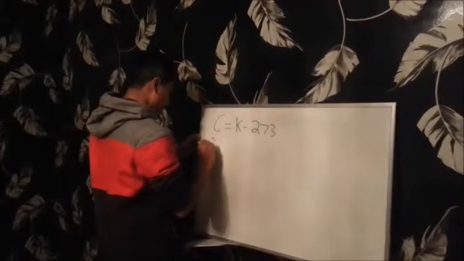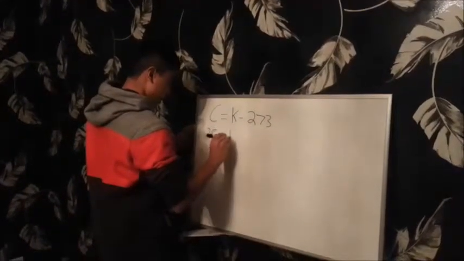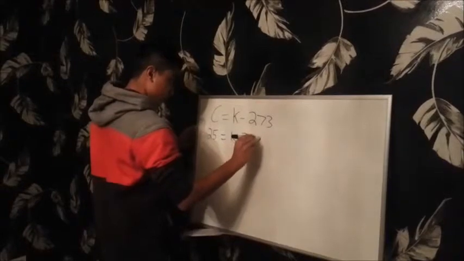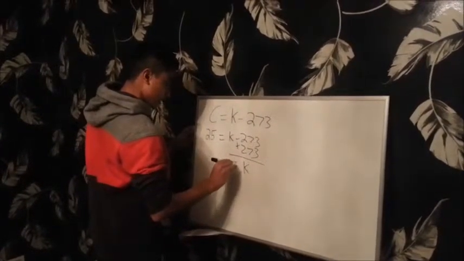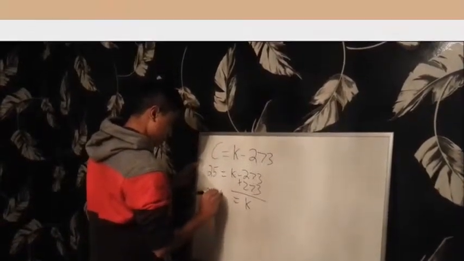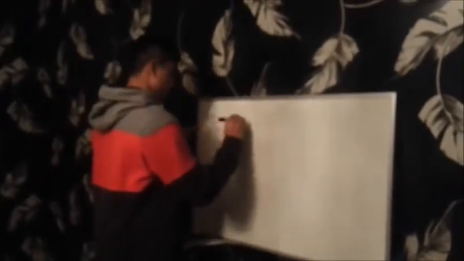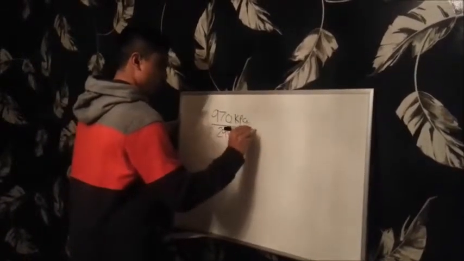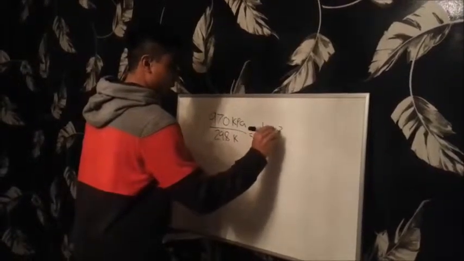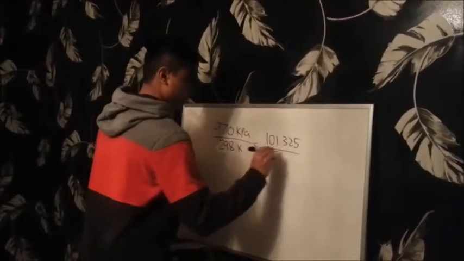So input your data. 25 equals K minus 273. And then add on 273. So you get that K equals 298 Kelvin. You consider that the standard pressure in kPa is 101.325. Now you must put all this into an equation. So 97.0 kPa over 298 Kelvin equals the standard 101.325 over X.